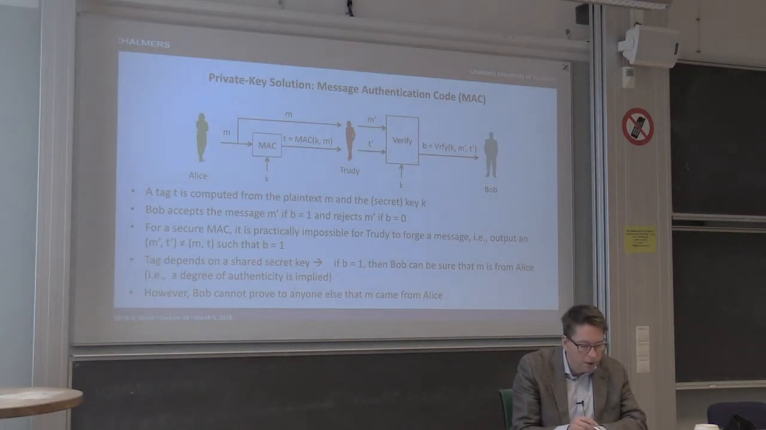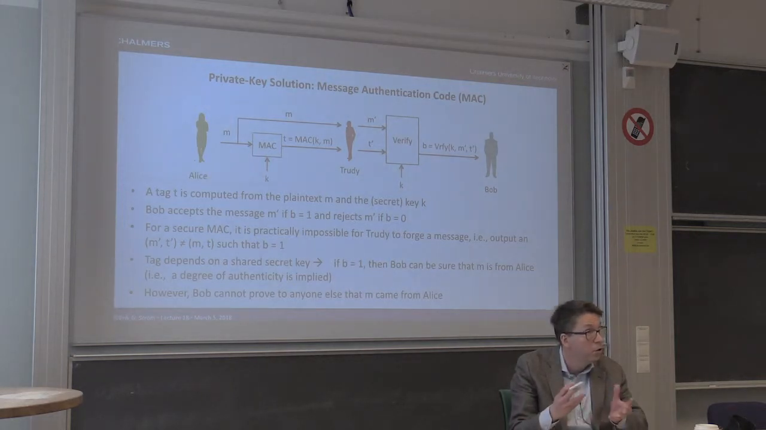The thing that makes this work is that the tag depends on this secret key. Which means that if B is equal to 1 here, and Bob knows that Alice is the only person on Earth that has this key K, then Bob can know that this message is not only not tampered with, but it actually also comes from Alice. So we here have a measure of authenticity also, right?